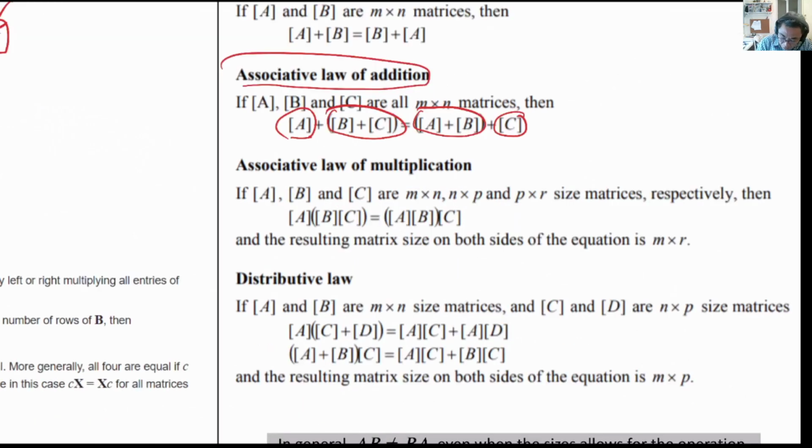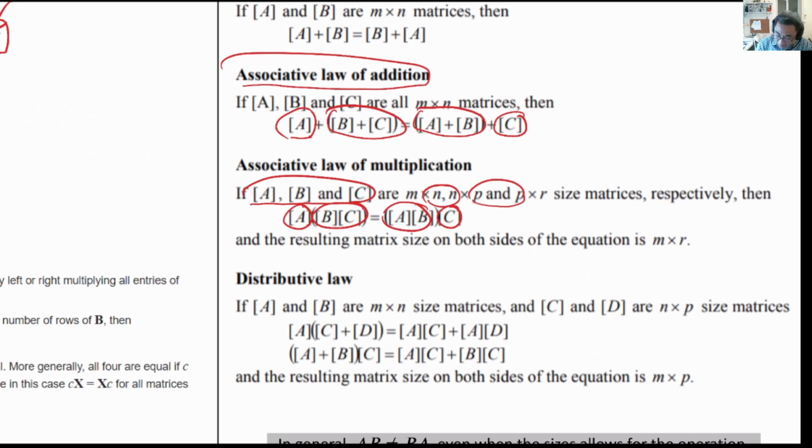Here again, we have three matrices A, B, and C of appropriate dimensions: m by n, n by p, p by r. That is, they can be multiplied together. Then it does not matter the order of multiplication. That is, A times B times C is the same as A times B first, then times C. Order does not matter as long as all the matrix sizes agree.